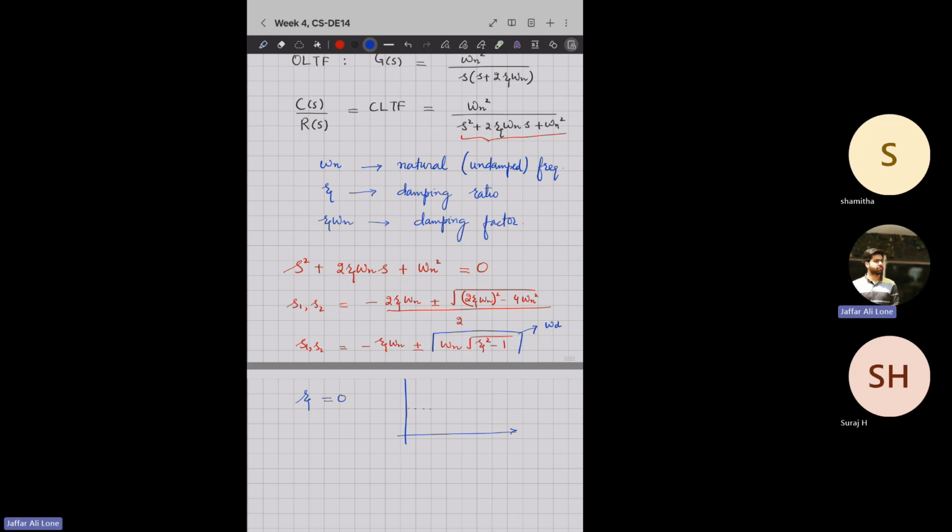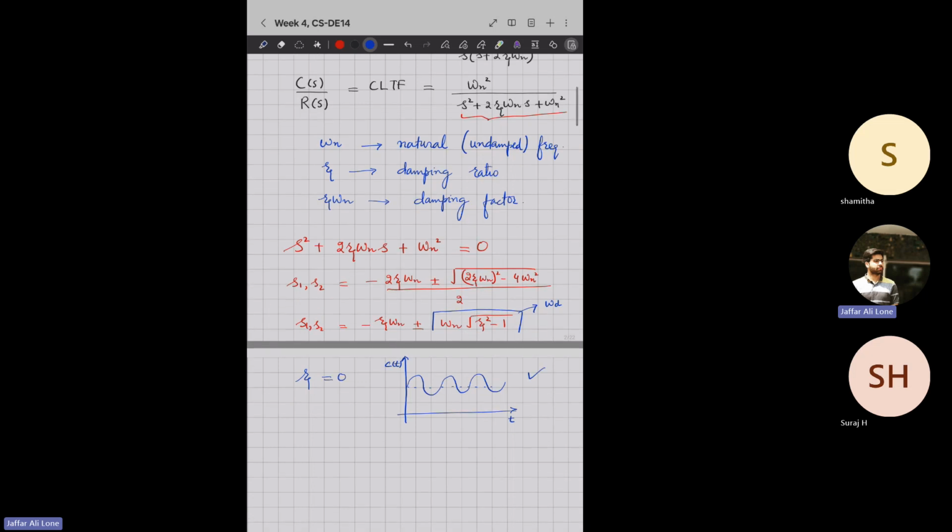Let's assume there is some value. The response will oscillate because there is no damping. This is the response c(t) with respect to time, because we are doing time response analysis. So when there is no damping, the response will be something like this. It will be oscillatory, right?